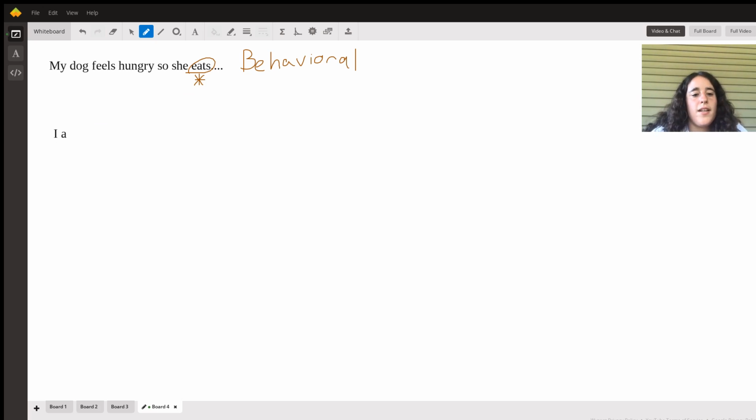What about this one? I am cold, so I put on a sweater. This is a behavioral adaptation because I choose how I get dressed. I put on a sweater.